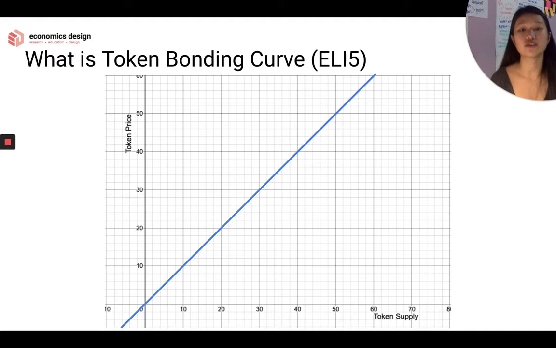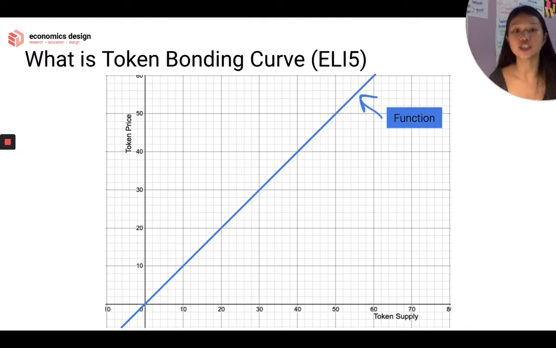Okay, what is a token bonding curve? Explain like I'm 5. You have this line, this blue line. It's a mathematical function that is embedded in a smart contract. The smart contract will govern this system, and basically it's a function that you can dictate. Right now we're just giving a linear function, y equals x, a very basic function. We're going to explore the different types of functions later, but just think of it as a line. You have a graph, you have a line. Who governs the line? The smart contract governs the line.